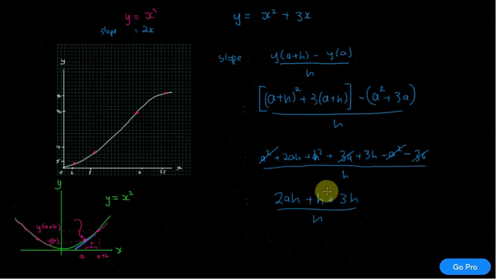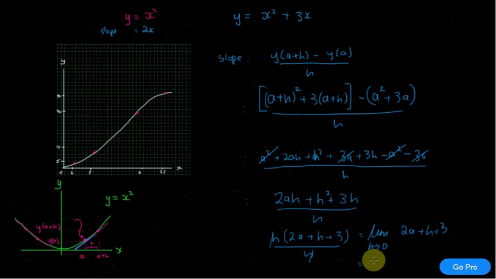Plus a h, so that's h squared. 2ah plus h squared plus 3h. So I can factor out an h: 2a plus h plus 3, all of that over h. Cancel the h's, and I'm left with, again, I want to find the limit as h approaches 0 of 2a plus h plus 3. You'll see as h approaches 0, this h will ultimately disappear, and I'm left with 2a plus 3.